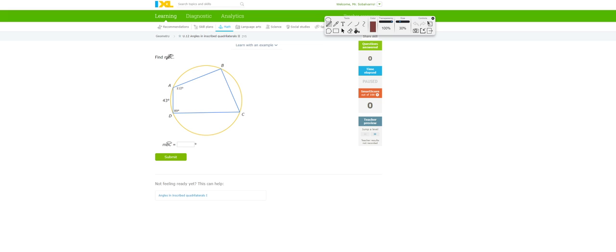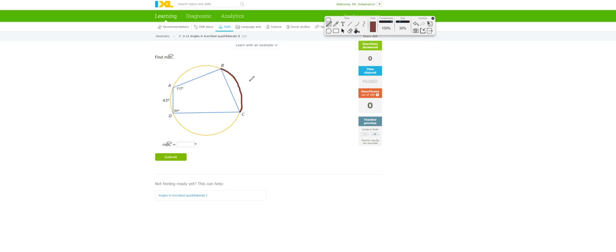It says find the measurement of arc BC. So they are asking you to find the degrees of the arc BC. One of the things you need to keep in mind is that you have inscribed angles. Inscribed angles are half of the intersected arcs. Notice arc AD is 43 degrees.